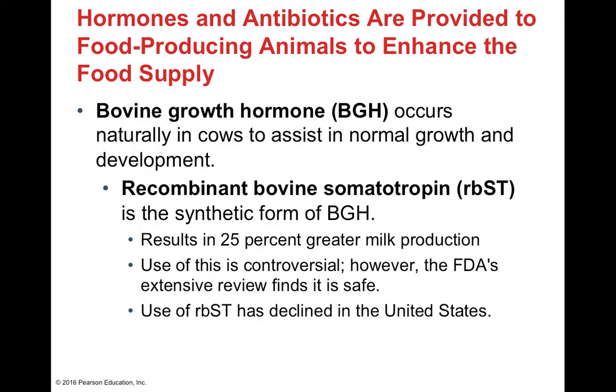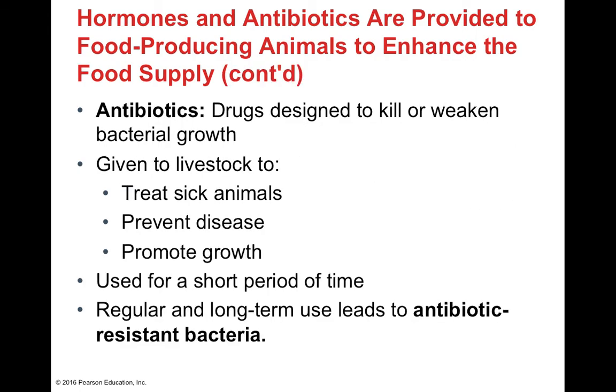One of the things that can be added in this unintentional method is bovine growth hormone, which is found naturally in cows to help assist in normal growth and development. But we also created a recombinant form of it called recombinant bovine somatotropin, a synthetic form of bovine growth hormone that increases the milk production in the cows that receive it. The review from the FDA states that it's safe. However, the use of it is controversial, and because of this, use of rBST has declined in the United States because consumers have a lot of control over supply here in the U.S. You have a choice where your dollar goes when you get to the demand side of the supply and demand chain.